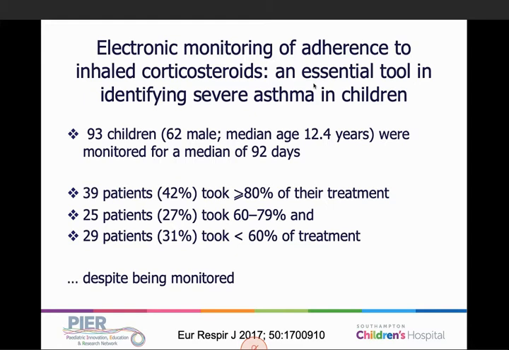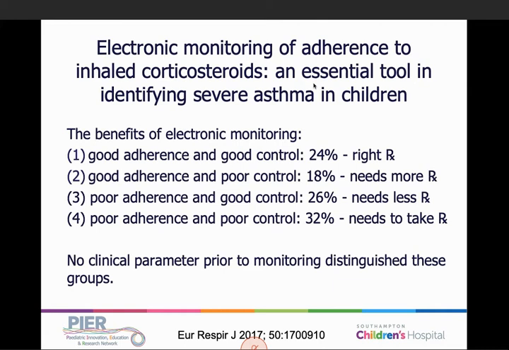And the researchers went on to look at 4 different groups of patients. They broke them down into a group who had good adherence and who had good control of their symptoms during the 92 days.